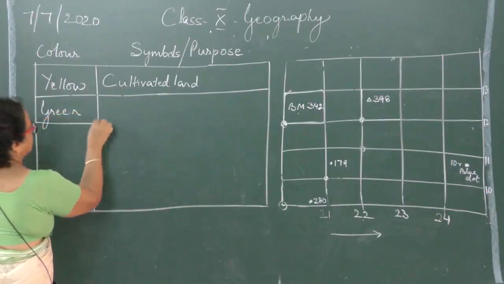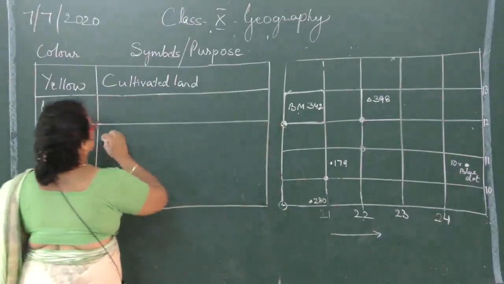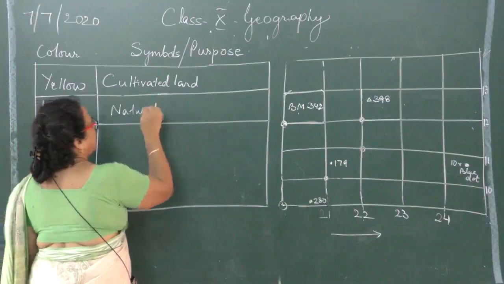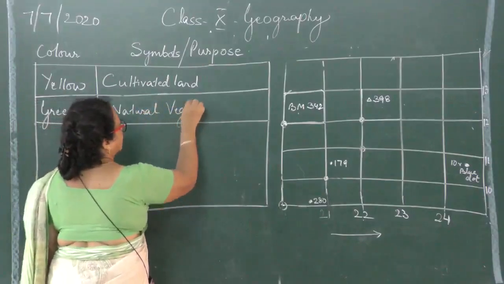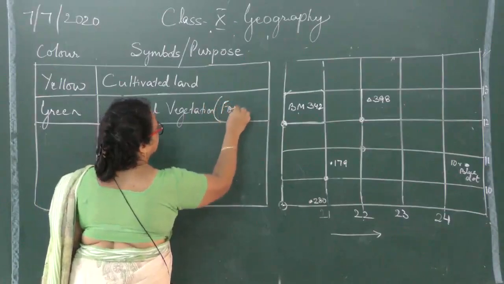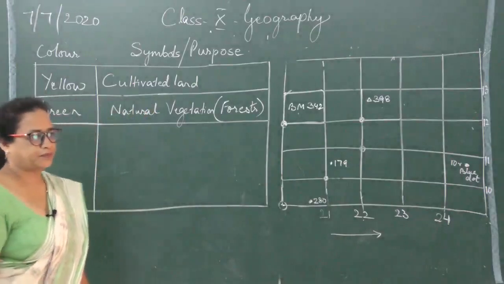Then you come to green color. This will be another box. Green stands for natural vegetation. Means plants and trees growing by themselves. Natural vegetation, you can write forests also. Forests.